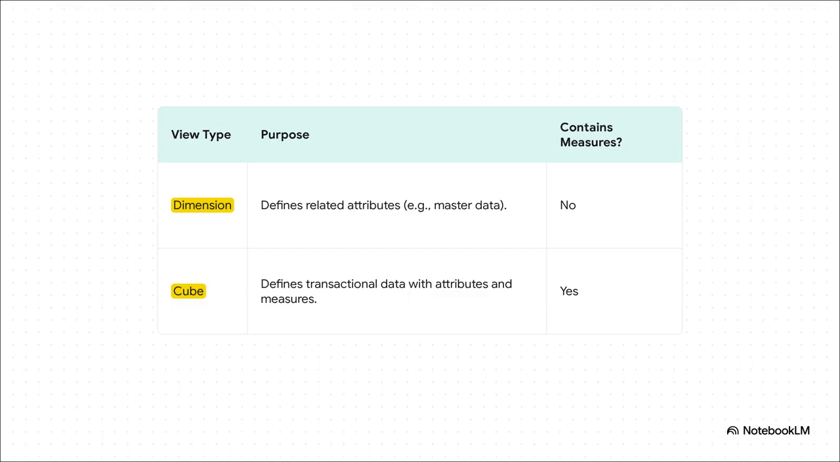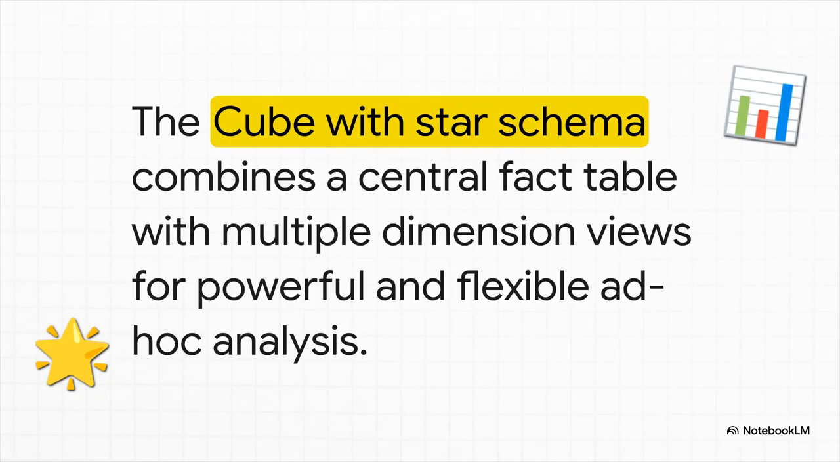And that brings us to the most powerful and common way to use these, the cube with star schema. This kind of view takes a central cube of your transactional data, your facts, and joins it to multiple dimension views. What you get is a classic star schema that is just incredibly powerful and flexible. It lets your business users slice, dice, and drill down into the data from pretty much any angle they can think of. It's what enables true ad hoc analysis.